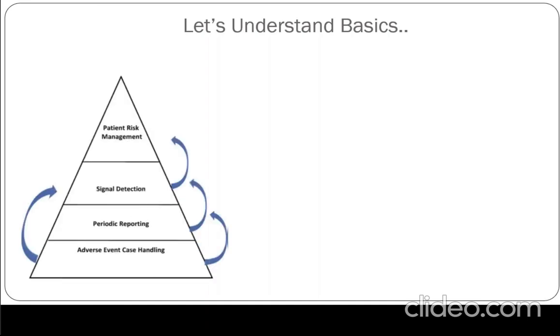You must be knowing this particular triangle, I think most of you, but for those who don't, a brief understanding: it typically starts from collecting the adverse events, and then it progresses upwards from periodic reporting until patient risk management. So the little arrows that you see on the right form the feed for the subsequent stage. And even the adverse event case handling, that is the ICSRs as you say in common practice, sets up a stage for signal detection.